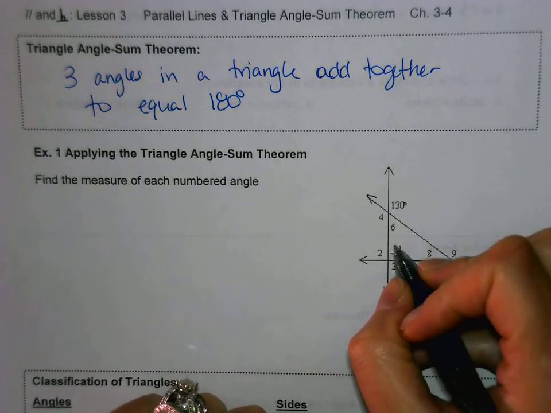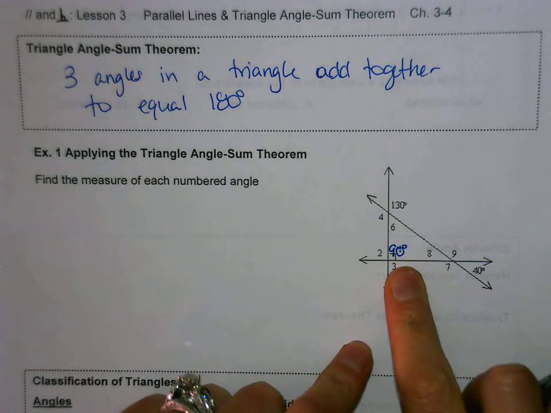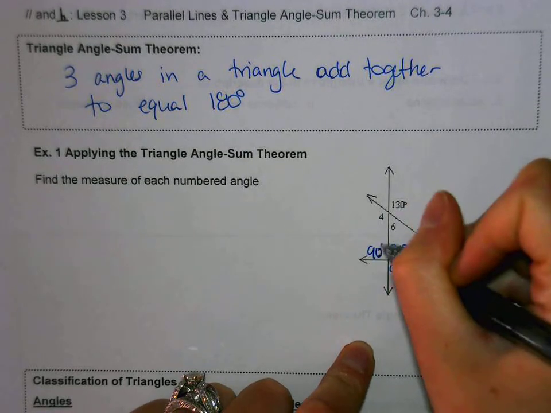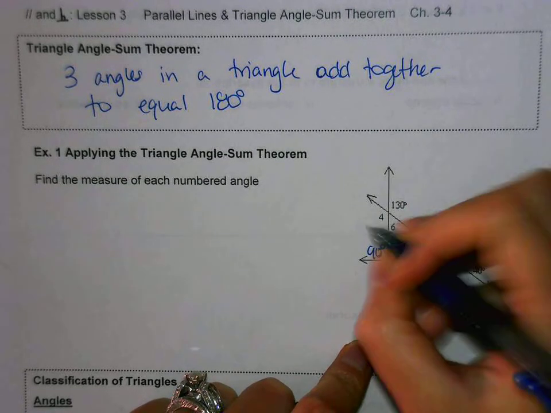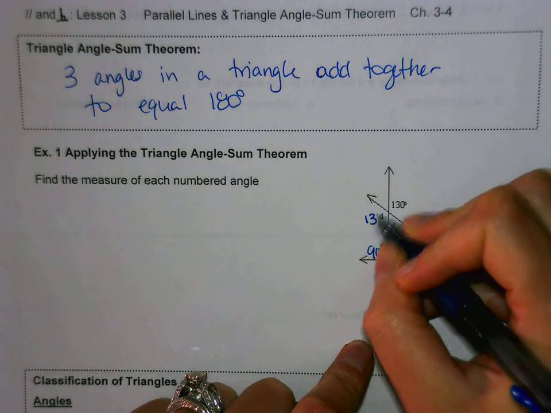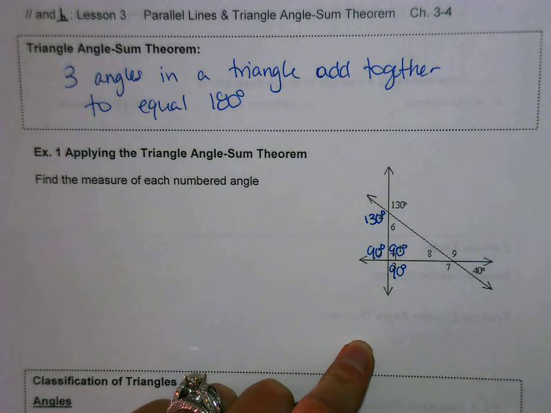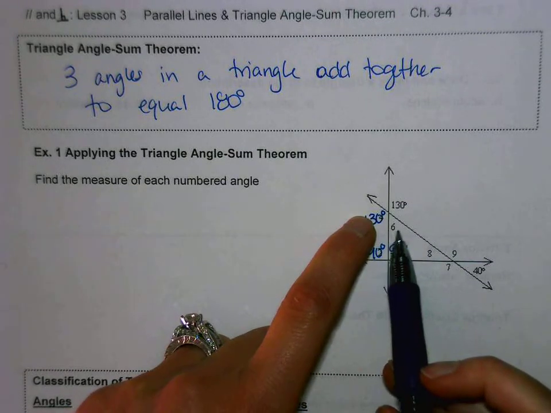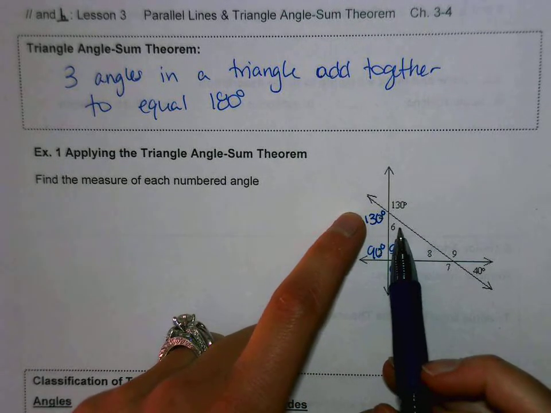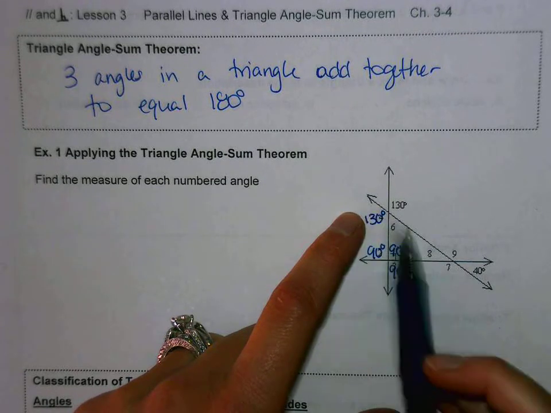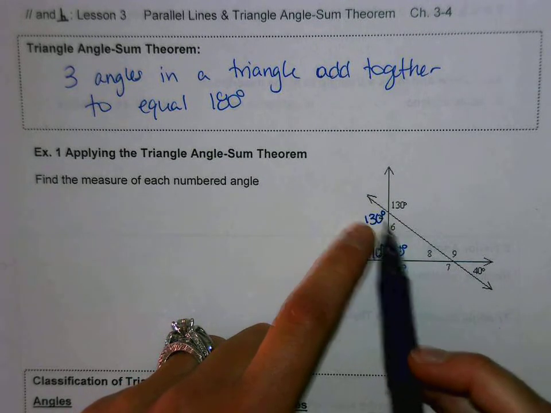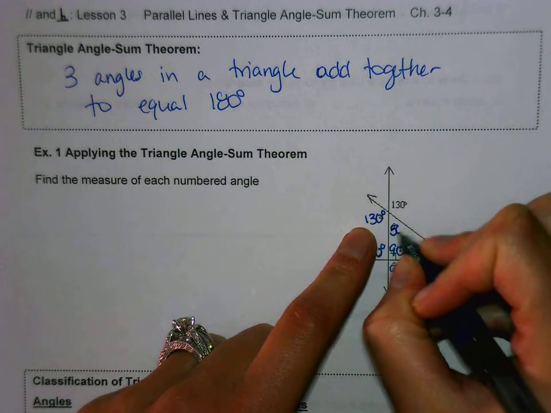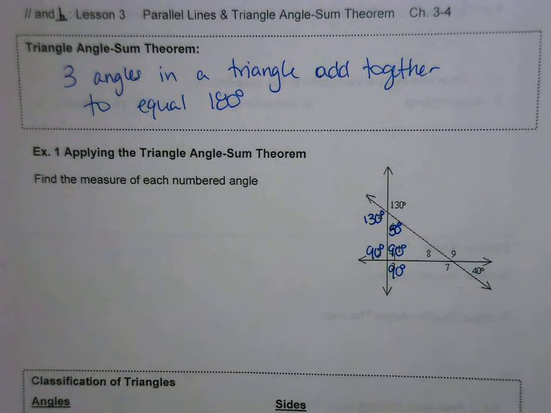We know angle 1 is 90 degrees. So angle 2 and angle 3 are also 90 degrees. Vertical angles, angle 4 is 130 degrees. We also know that angle 4 and angle 6 are supplementary angles. They form a straight angle, so they have to add up to 180. So if angle 4 is 130 degrees, angle 6 has to be 50 degrees.